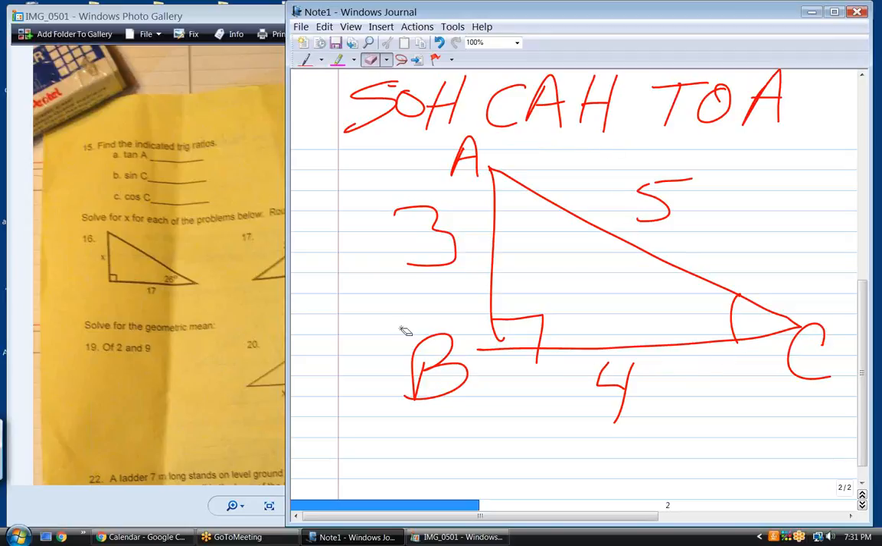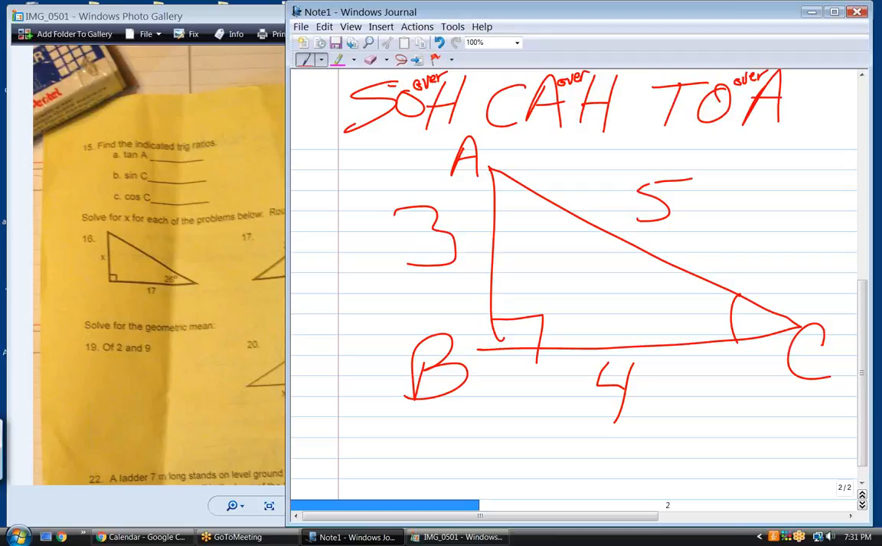Correct. So cosine of C would be 4 over what? Remember, it's the adjacent over the hypotenuse. So it would be 4 over 5. There's a little hidden over right there in each one of them. The O does not stand for over. The O stands for opposite.